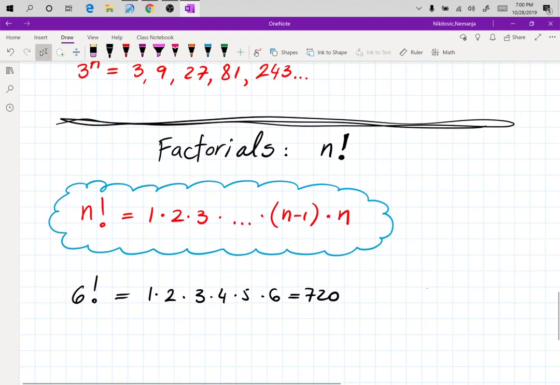Right? If you multiply forwards, 2 times 3 is 6 times 4, 24. 24 times 5 is 120. 120 times 6 is 720.